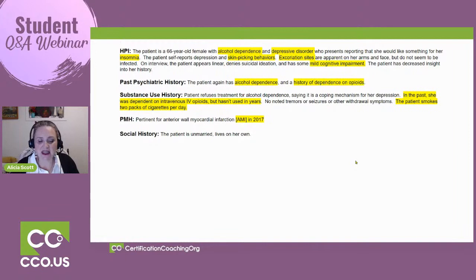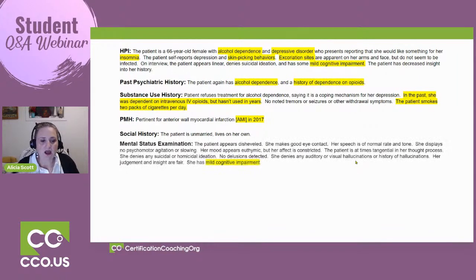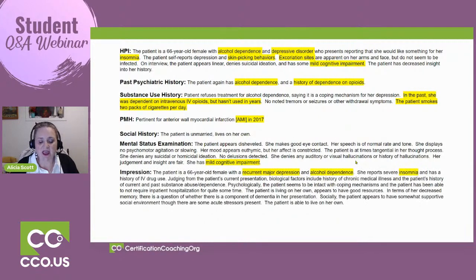Okay, really nothing on the social history that is pertinent, that is codable, but again, that is important for her. Cognitive shows mild cognitive, she's able to live on her own. Mental status, the mild cognitive impairment, we're able to abstract that. Not really anything else out of there. And then recurrent major depression, which gives us higher specificity.